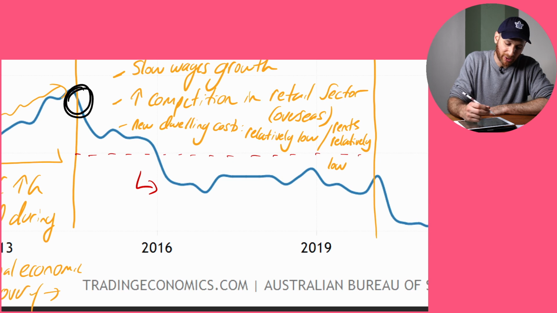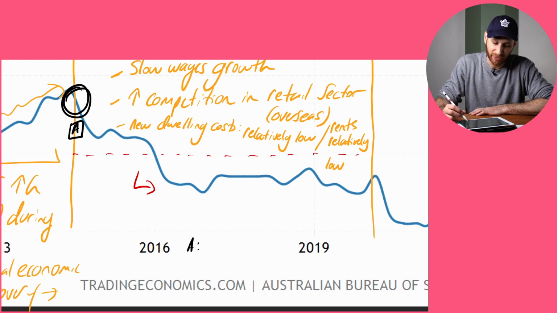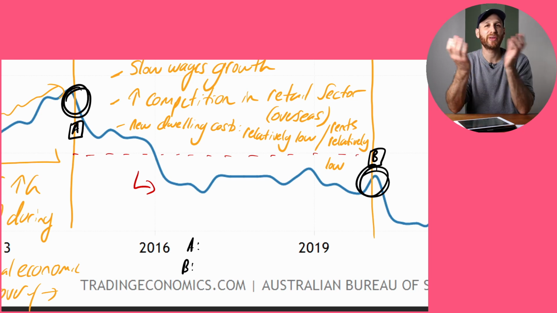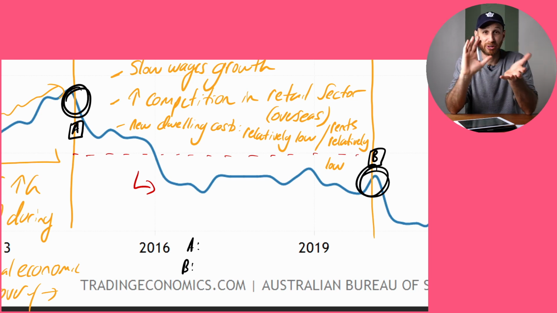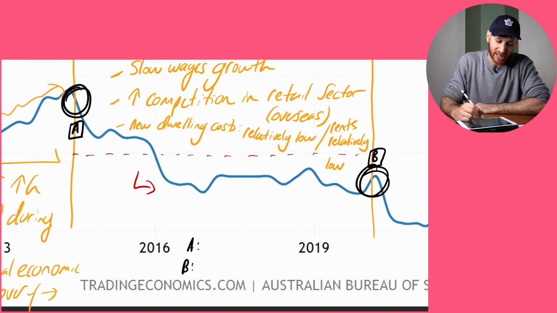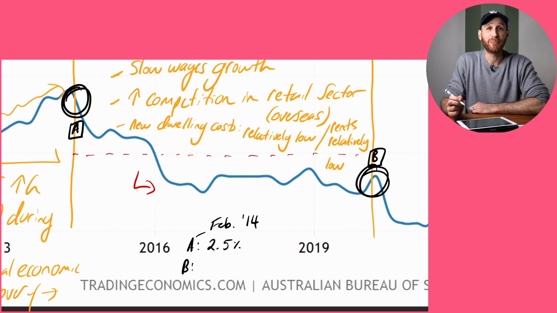Let's say we look at this period here and we'll call this point A, and we'll put A down here. And then we'll look at this period before COVID-19 hits, and we'll call this point B, and we'll put B here. What we can do is think about, well, what was the cash rate during these periods of time? So before this low inflation period starts, and then at the end of it. If we think about point A, let's say that is February 2014, and the cash rate was 2.5% at that period of time.